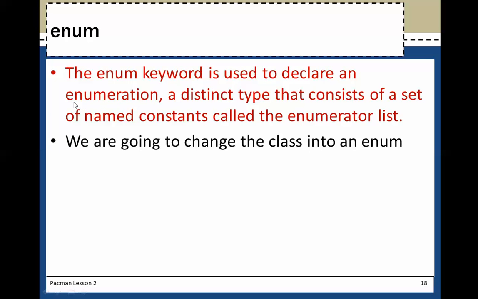So basically this class is an enumeration. Okay, it's a special kind of class, and it basically has a bunch of constants called an enumerator list. And a constant is a variable that never changes because north is always north, south is always straight down, east and west.